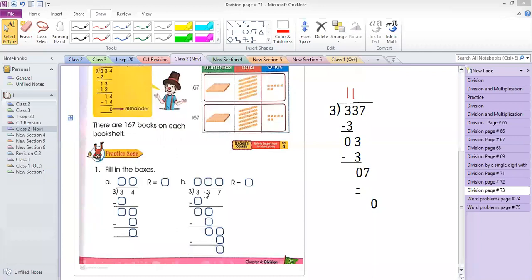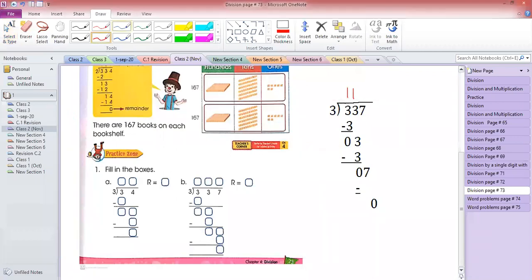There are 2 3s in 7. Now, 3 multiplied by 2 equals to what? 6.